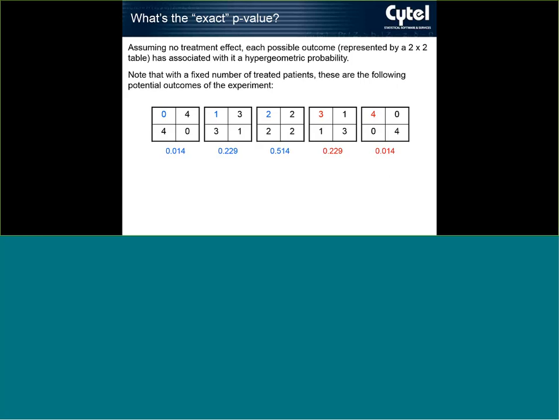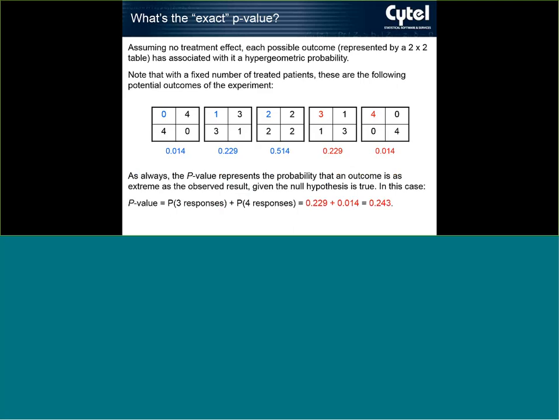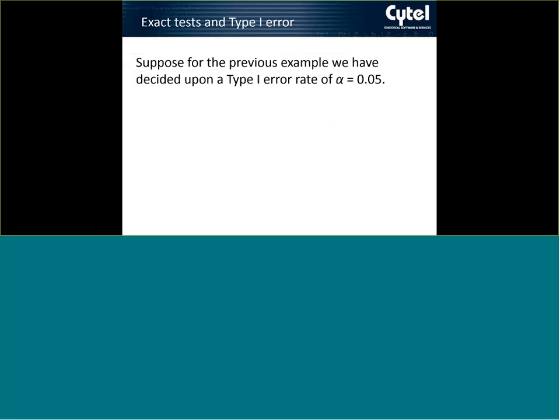And so to compute an exact p-value, we simply add up the probabilities of those tables at or beyond the observed table. And in this case, that probability is 0.243. And I don't think that any of us would decide that that constitutes evidence of a treatment effect. But nevertheless, for illustrative purposes, suppose that as a researcher, I decide that I want a type 1 error rate, or I want to use a significance level of 5%.